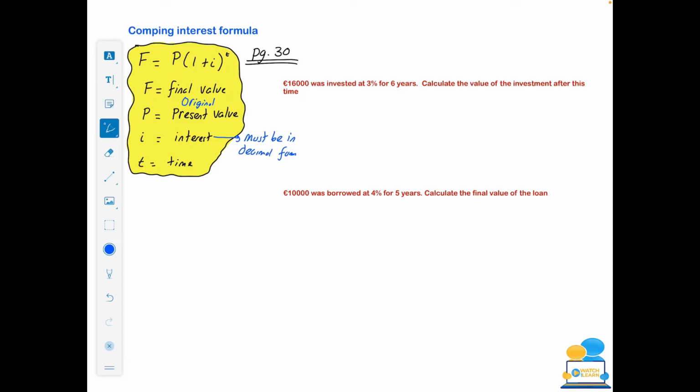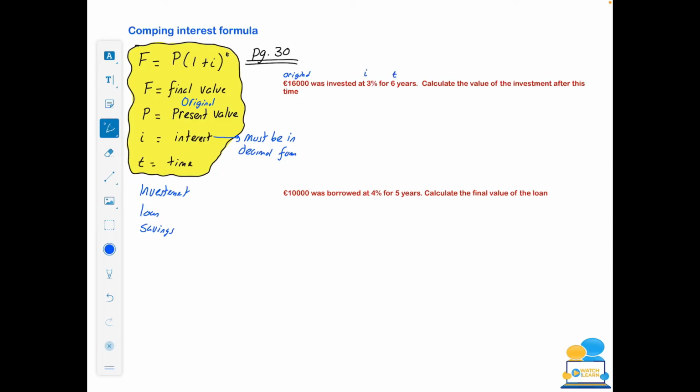When do you use this formula? Anytime you see investments or loans. These are your buzzwords here: investment, loan, savings, or if it mentions anything about compound, then you always use it. So we'll try these first two questions. They're relatively straightforward, they're just using the formula. So 16,000 was invested at 3% for 6 years. So 16,000, that was the original.